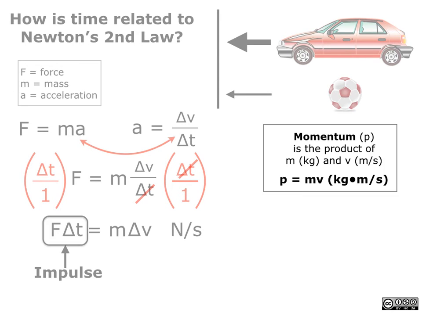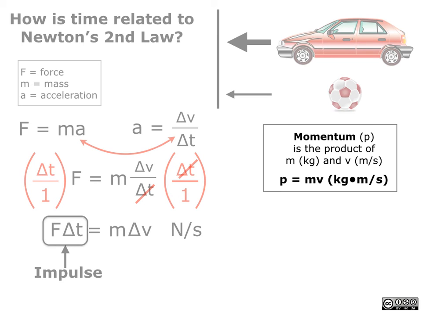Newton called the product of mass and velocity momentum. Momentum in equations is symbolized with the variable p because m is used for mass. For an object in any particular moment, the momentum is found as p equals m times v, where m is mass in kilograms and v is velocity in meters per second.